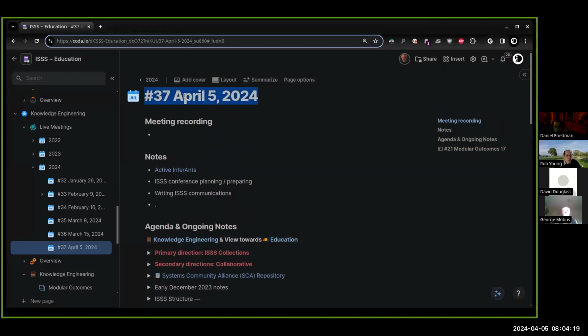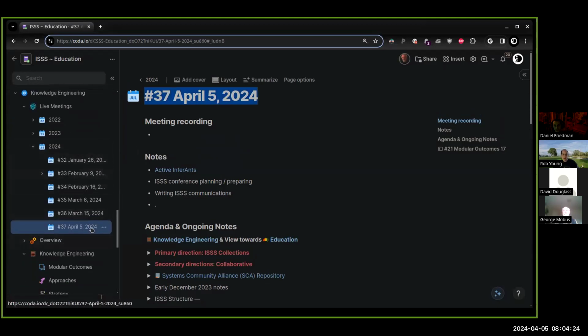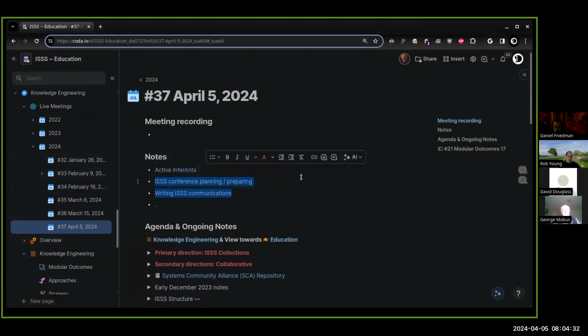All right, it's April 5th, and we're in knowledge engineering-ish. One quick update on active inference, and then we'll turn, as discussed last week, to thinking about what we can do to prepare for the conference, timelines for that, and then maybe write a short communication to send out on the ISSS site and/or to the people that we have in this document to update them on our plans, invite them to join.